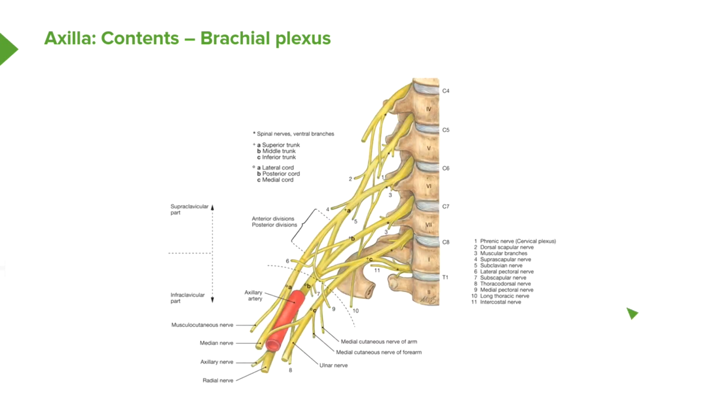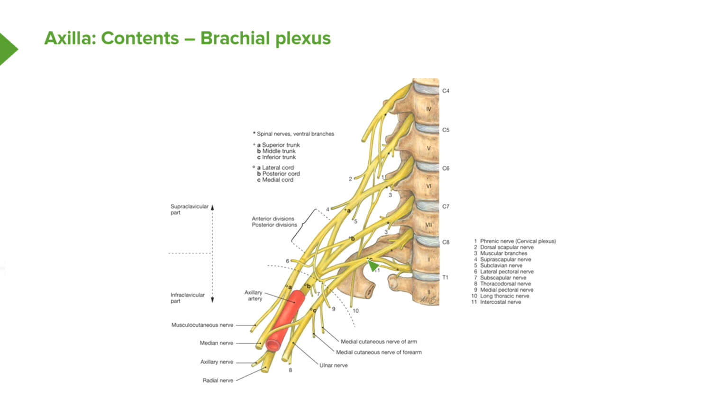Let's look at this in the diagram. So here we can see C5, C6, C7, C8, and T1. We can see C5 and C6 join to form the superior trunk. So C5 here and C6 join to form the superior trunk. C7, which is here, carries on to form the middle trunk. We then see C8 and T1. These two join to form the inferior trunk. And these are all above the clavicle.